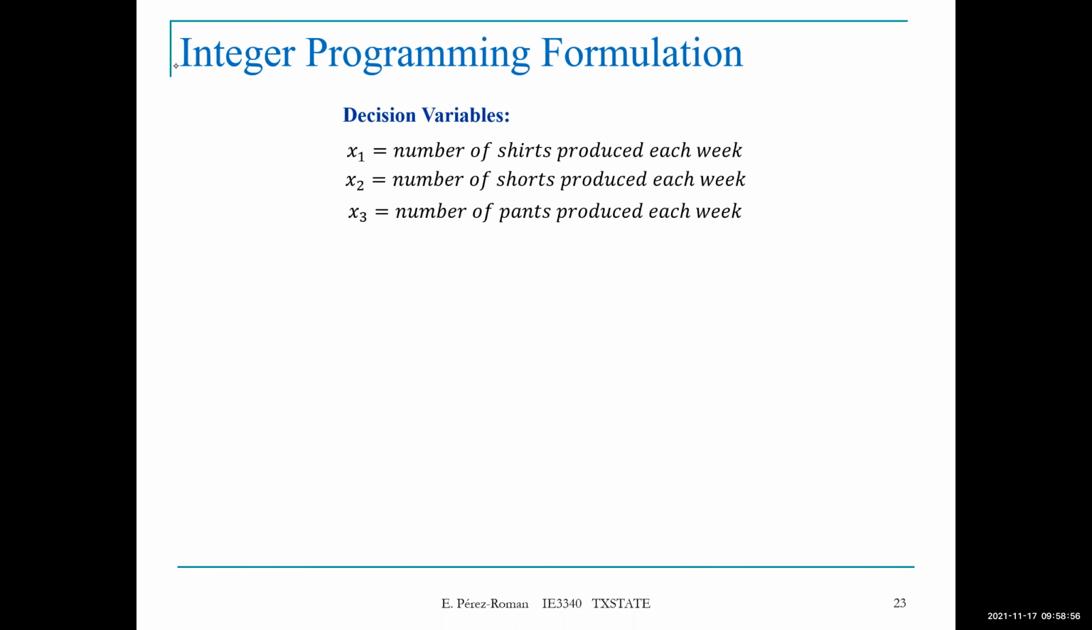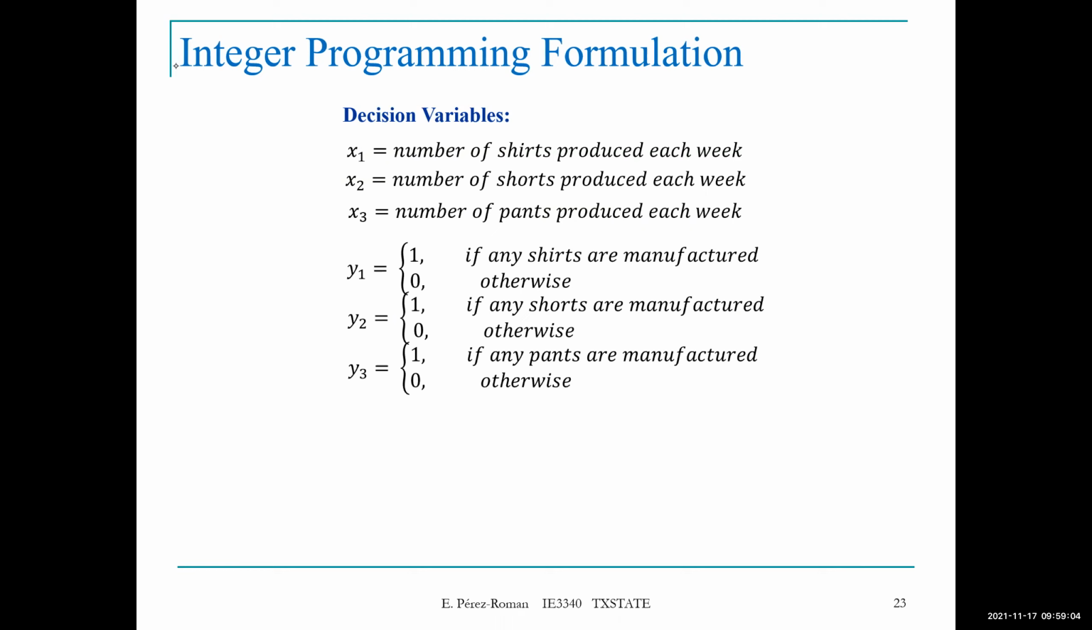So our decision variables are the number of shirts, number of shorts, and number of pants produced each week. And we also have another group of decision variables that are also integer, but in this case, those are binary. The ones at the top are not binary, those are just integer, but the Y1, Y2, and Y3, those are binary. Y1 is associated with the renting of the shirt machine. If you don't manufacture shirts, then you don't need to have a machine, so that will be 0.